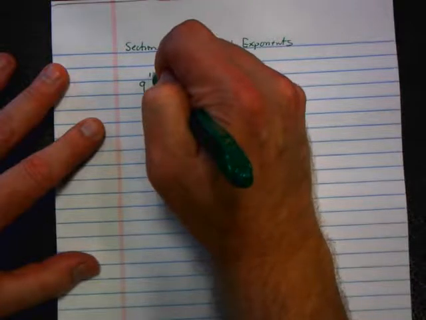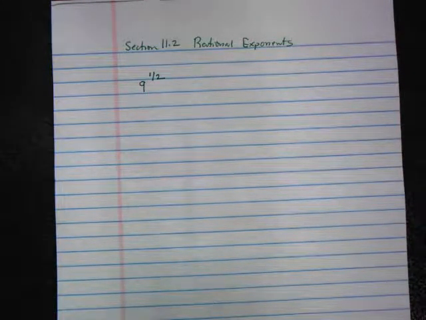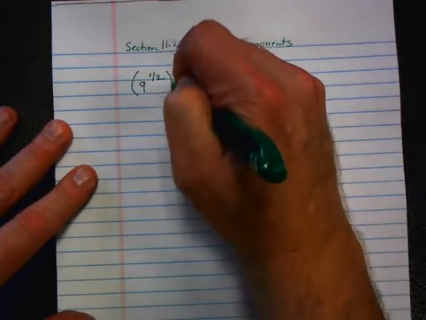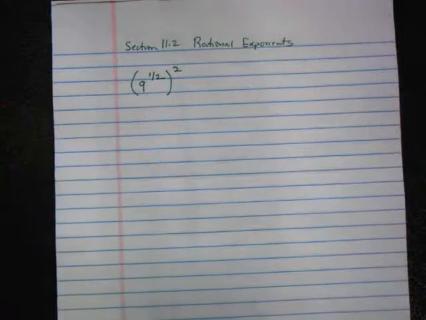So a rational number, you might remember, is a number that you can write as a fraction. So I might give you something like 9 to the 1/2. Well, I'm not sure what 9 to the 1/2 is, but what would happen if I were to square that?